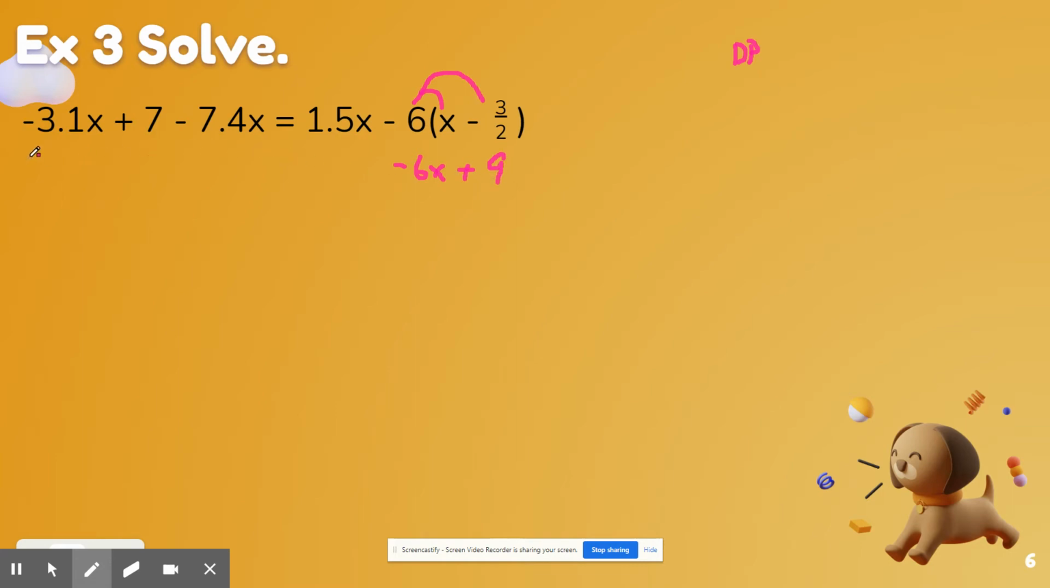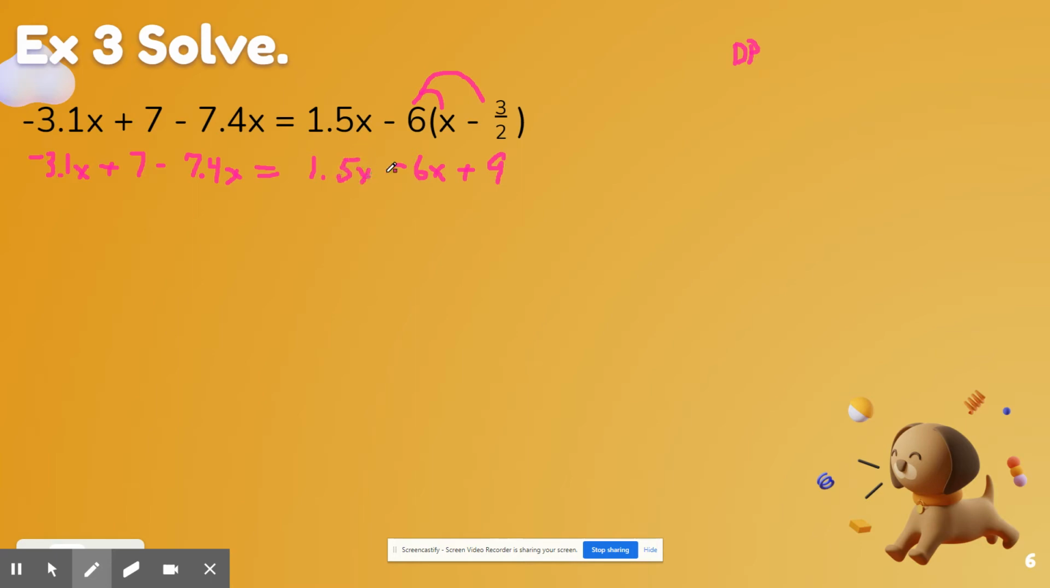Everything else just drops down. Negative 3.1x plus 7 plus or minus 7.4x equal sign, and then 1.5x.